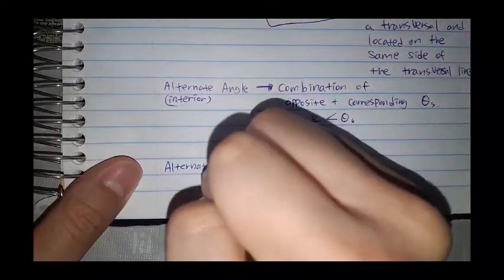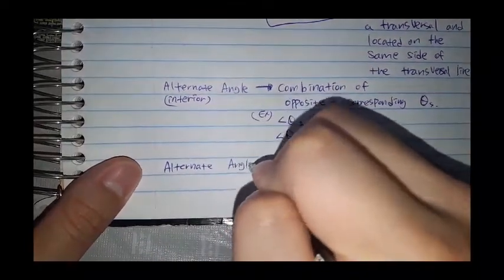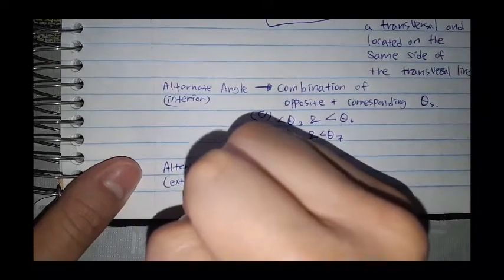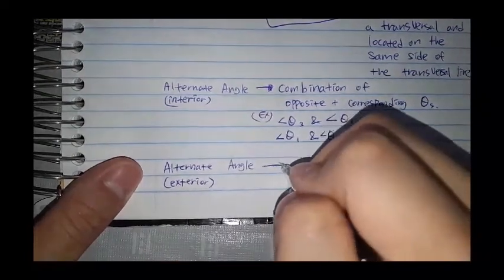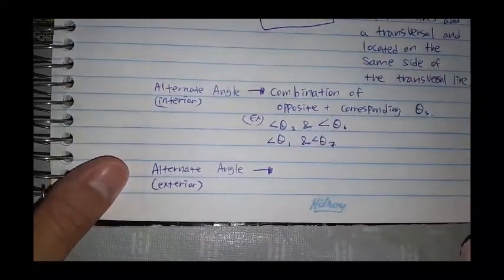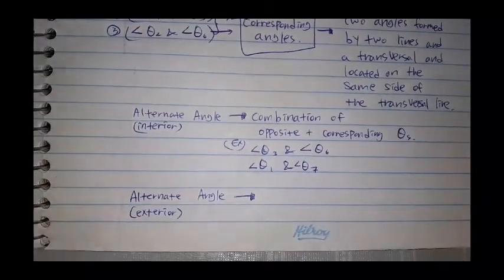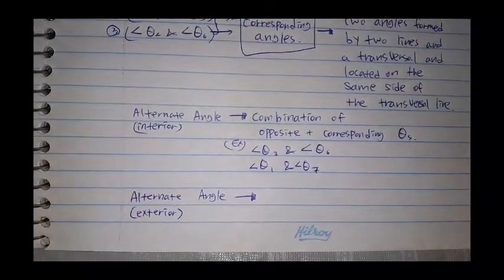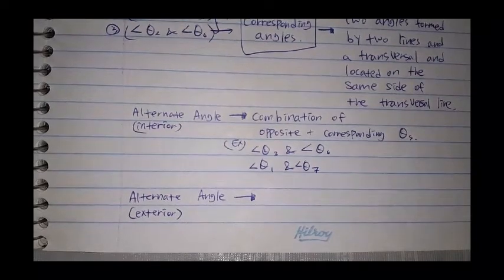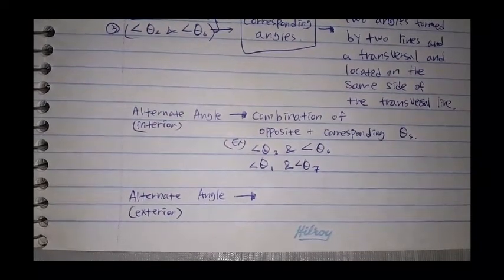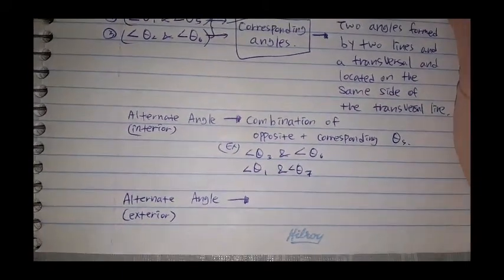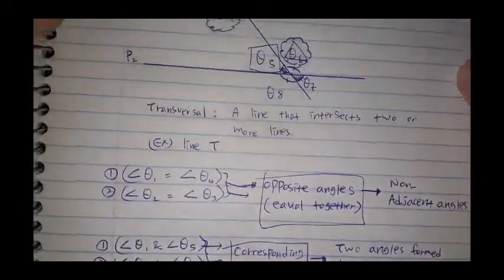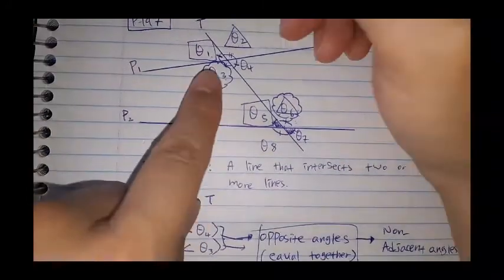Now let's look at another type of alternate angle, but this time, as you may notice, opposite of interior is exterior. Alternate angle exterior basically means the same thing. It's a combination of opposite angle and corresponding angle. Or I like to, the order can be different too. Corresponding then opposite, it really doesn't matter.